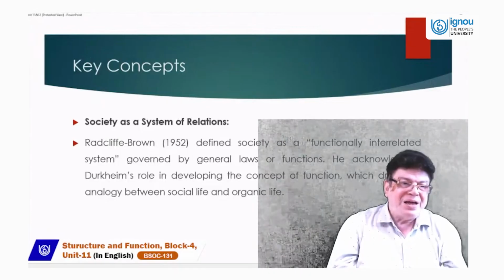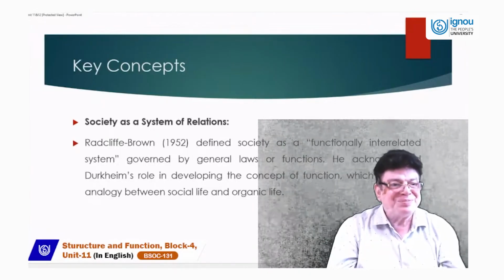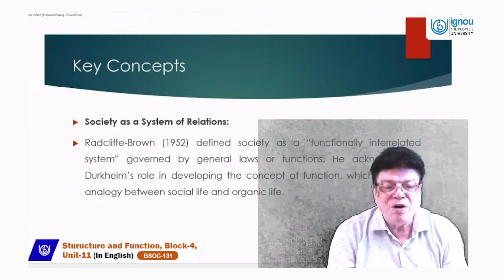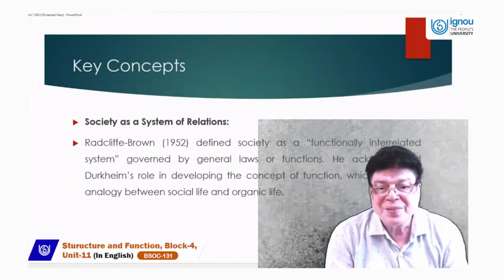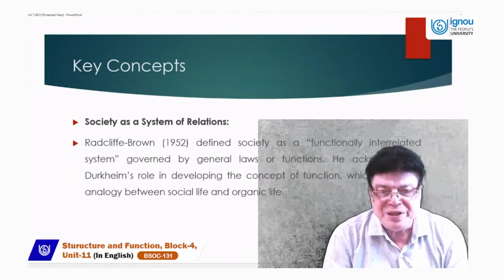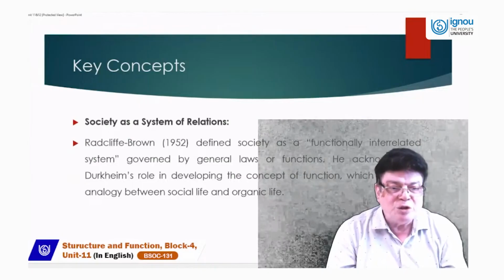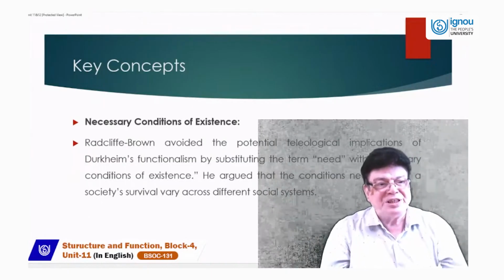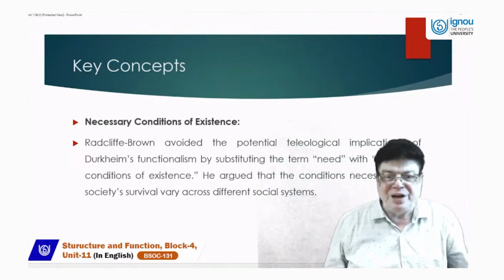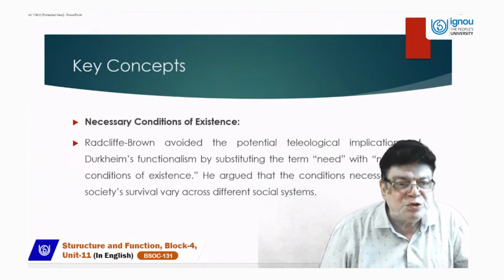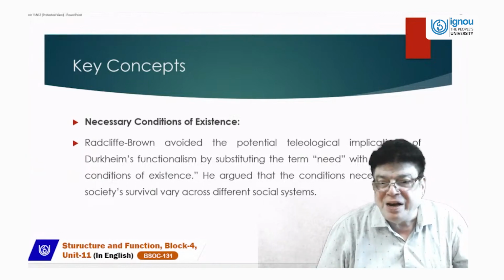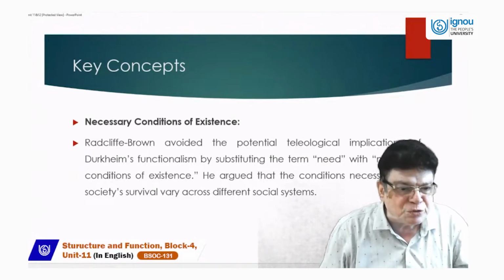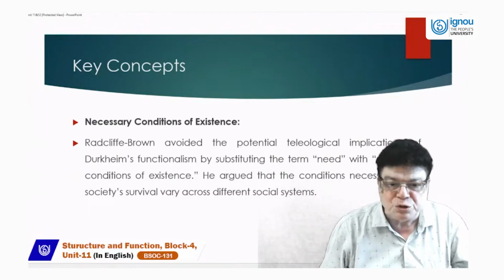Now, key concepts. Society as a system of relations: Radcliffe Brown defined society as a functionally interrelated system governed by general laws or functions. He acknowledged Durkheim's role in developing the concept of function, which draws an analogy between social life and organic life. Necessary conditions of existence: Radcliffe Brown avoided the teleological implications of Durkheim's functionalism by substituting the term need with necessary conditions of existence. He argued that the conditions necessary for a society's survival vary across different social systems.